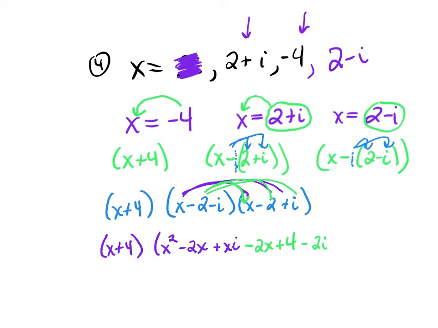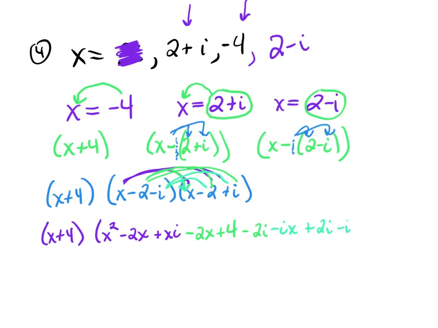Okay. Now I'm going to take the negative i. So negative i times x is negative ix, or xi. Then I'm going to say negative i times negative 2 gives me positive 2i. And then I have negative i times positive i gives me negative i squared. Oh, as soon as I see that negative i squared, I'm going to cross it off and put a plus 1.